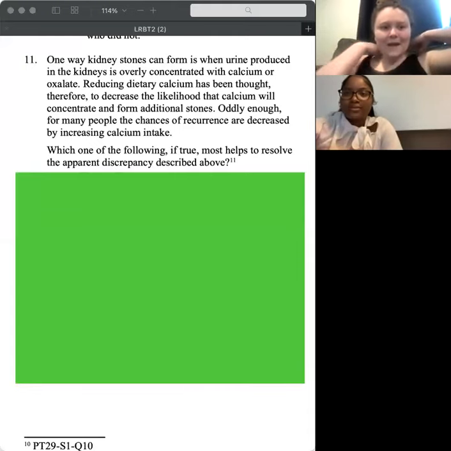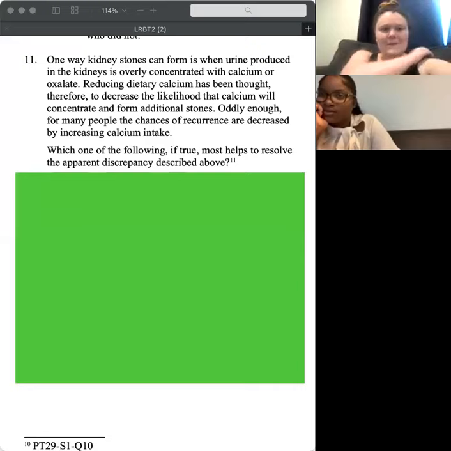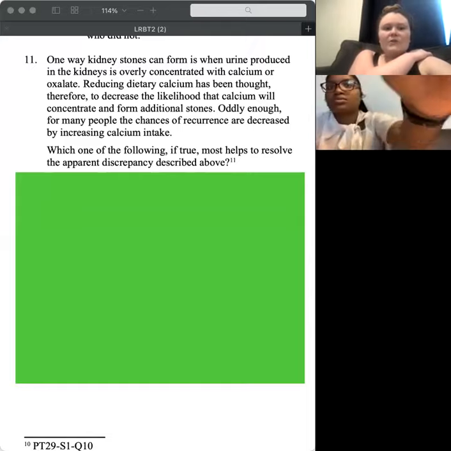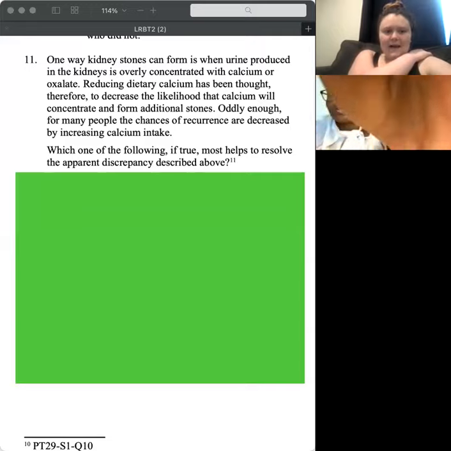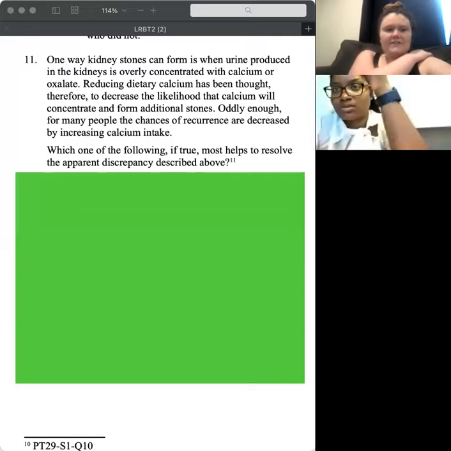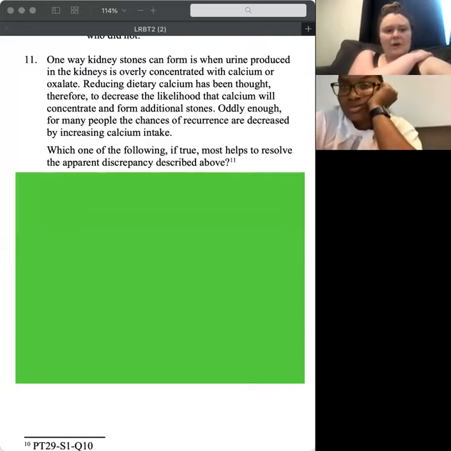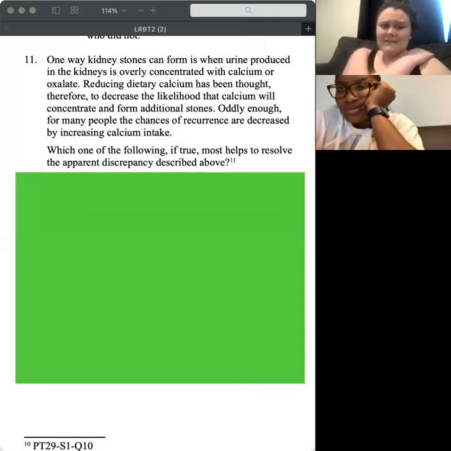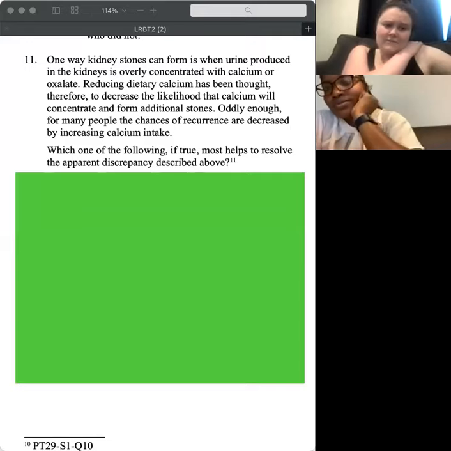So we're saying one way kidney stones can form is when urine produced in the kidneys is overly concentrated with calcium or oxalate. Reducing dietary calcium has been thought, therefore, to decrease the likelihood that calcium will concentrate and form additional stones. I'm like, okay, that makes sense, because whenever our urine has a lot of calcium in it, we get more kidney stones. It would make sense that if we reduce calcium, we might have fewer stones.